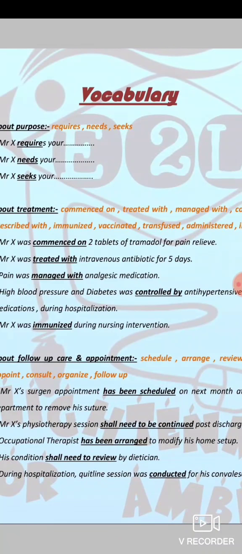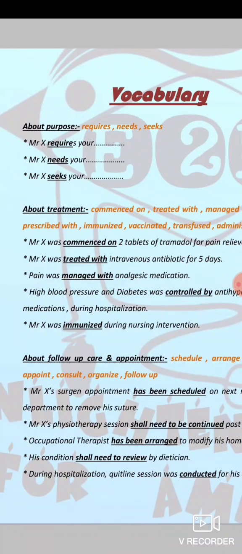Next vocabulary is recommended. He is recommended Panadol or tramadol for pain relief. Recommended word you can use either for treatment or in case of any radiographical test. For example, he is recommended for X-ray, he is recommended for MRI, which confirmed his diagnosis. Here also you can say that he is recommended for diabetic diet or hypertensive diet.